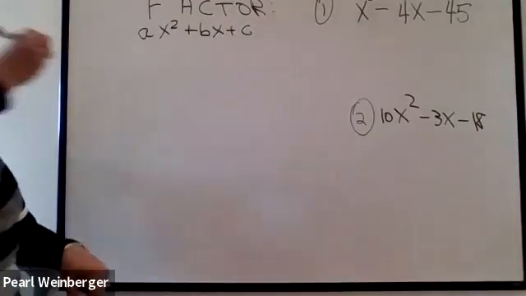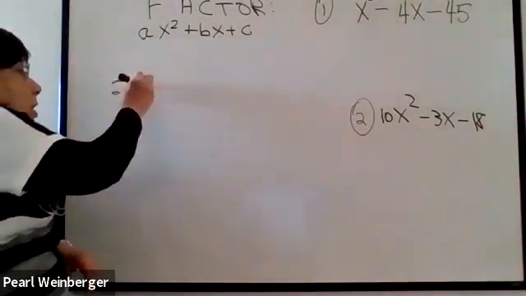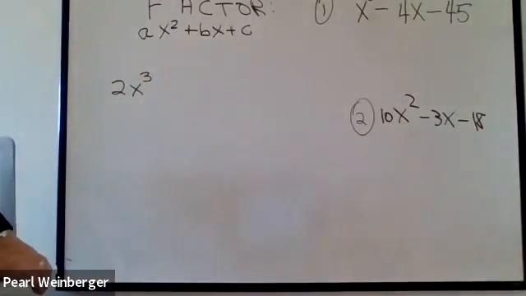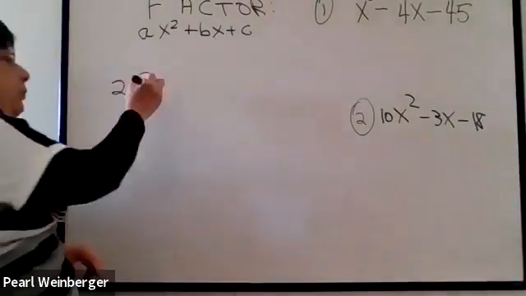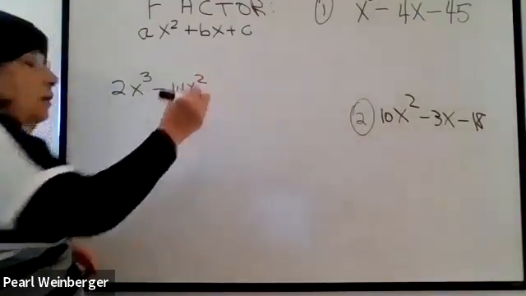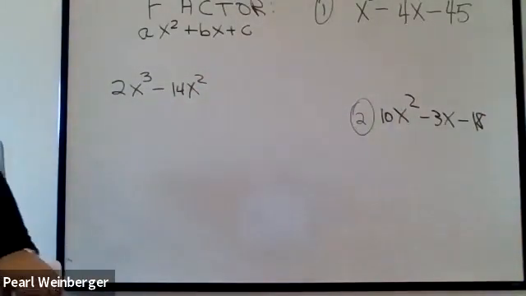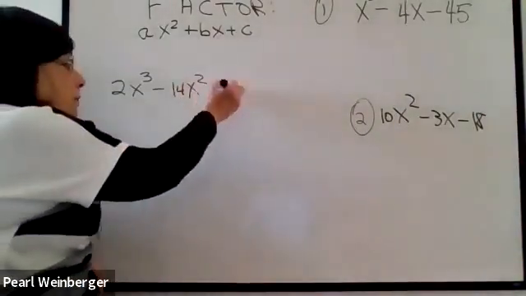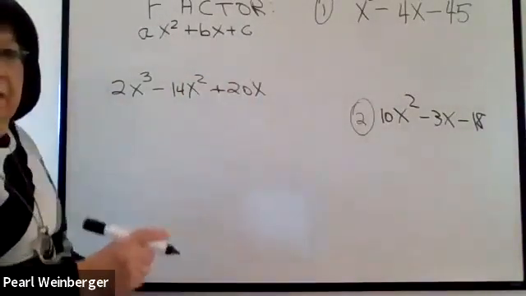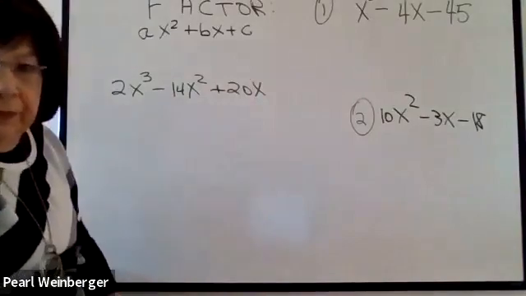Two x cubed minus 14x squared plus 20x. Suppose I was asked to factor this example.